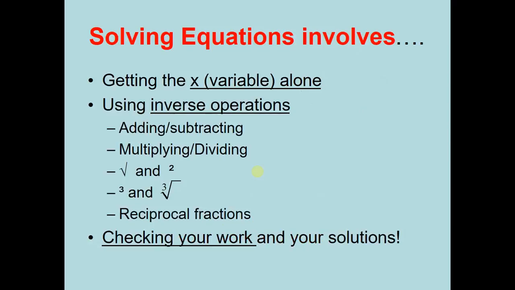So solving equations, what does this involve? Basically all you're doing is getting the x alone, just like we normally have, using some inverse operations to do this. Some stuff that we haven't talked about a whole lot though is using a square root and squared as opposites, and using a cube and a cube root as opposites. So knowing how to go in and out of those two and using them to cancel out one another, and then also using some reciprocal fractions in that regard. Like all the ones we've been solving recently, we also need to check our work at the end to make sure they actually do work and plug in correctly.